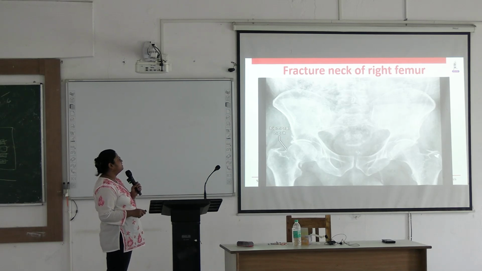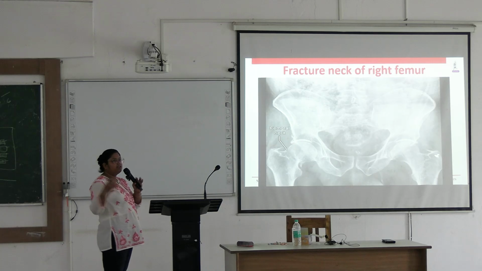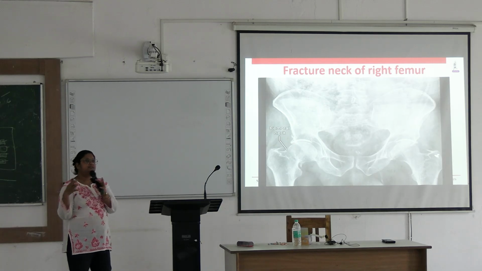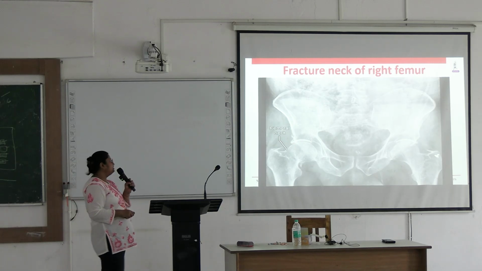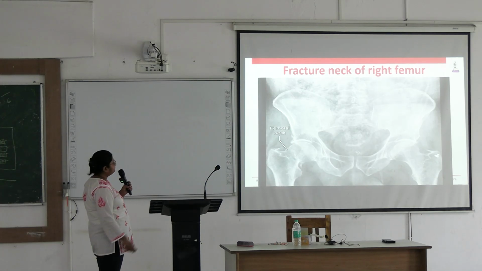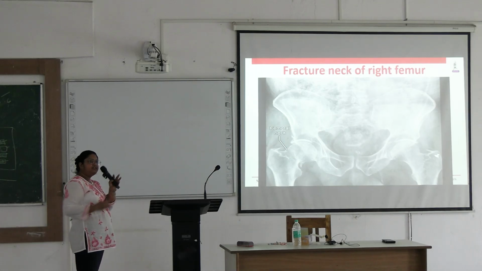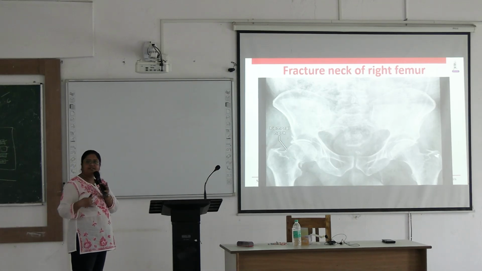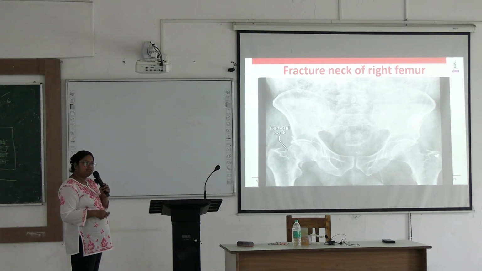Next, there is fracture of the neck of the right femur here. You can see a fracture line and the two fragments are impacted with each other. This is the head, neck. The fracture is located at the neck of the femur. Sometimes they are separated and displaced from one another, these two fracture ends.